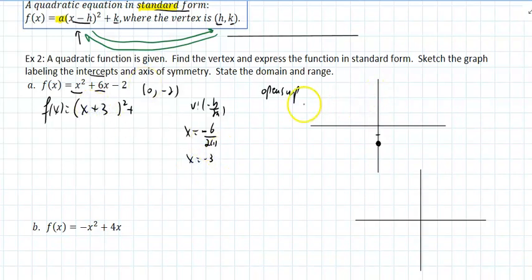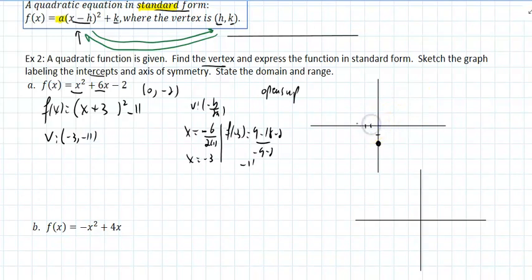There it is. And if I plug that in, f of negative 3 would be 9 minus 18 minus 2. That's negative 9 minus 2, that's negative 11. So this is not a plus, this is a minus. It says find the vertex, so the vertex is negative 3, negative 11.